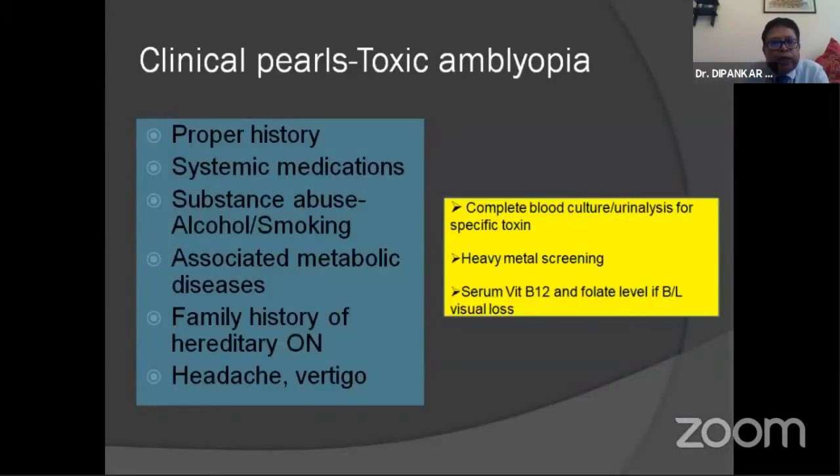So in the clinical part for toxic amblyopia, proper history is very, very important. Systemic medication, substance abuse, alcohol and smoking can add to the problem. Associated metabolic disease such as kidney disease can accelerate toxic optic neuropathy. Family history of hereditary optic neuropathy is very important, because they can sum up the condition very fast, and history of headache and vertigo is important. What we usually miss in the investigation for toxic neuropathy is blood culture for the toxin and urine analysis for specific toxin, and heavy metal screening. And if you see bilateral involvement, it is better to check serum vitamin B12 and folic acid.